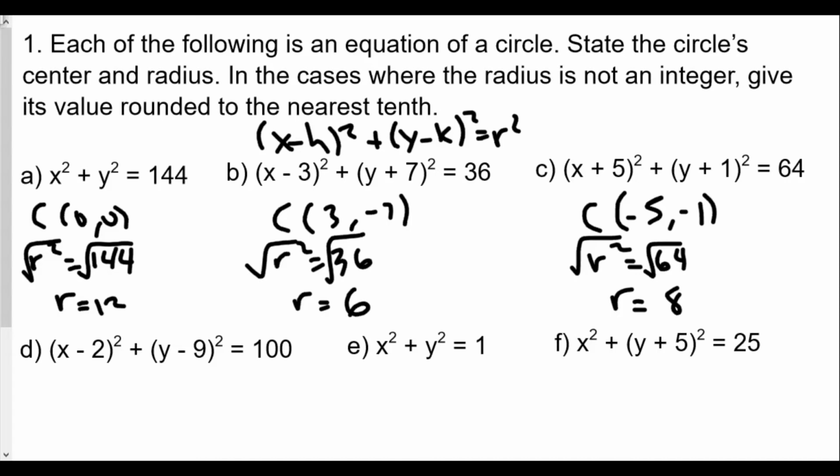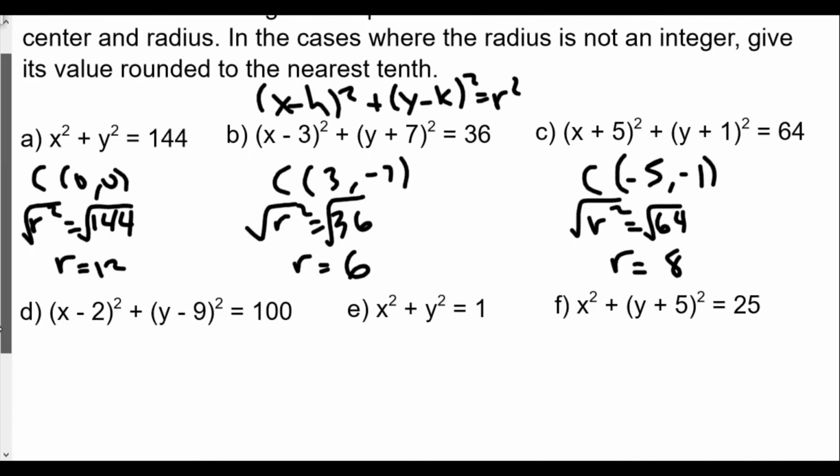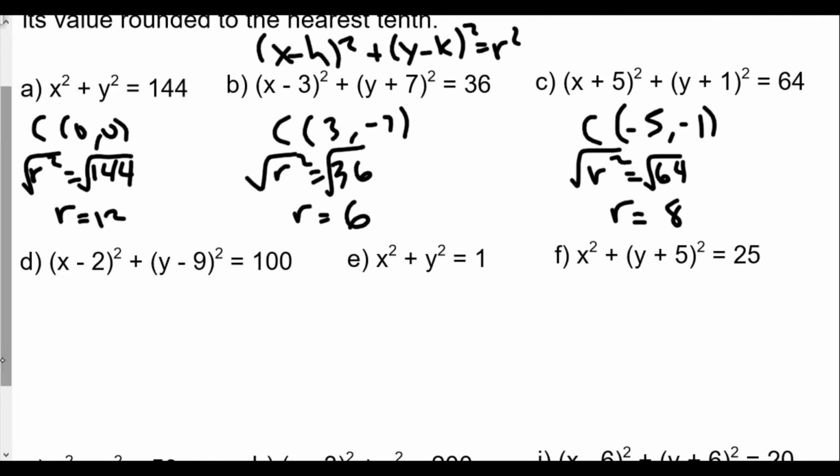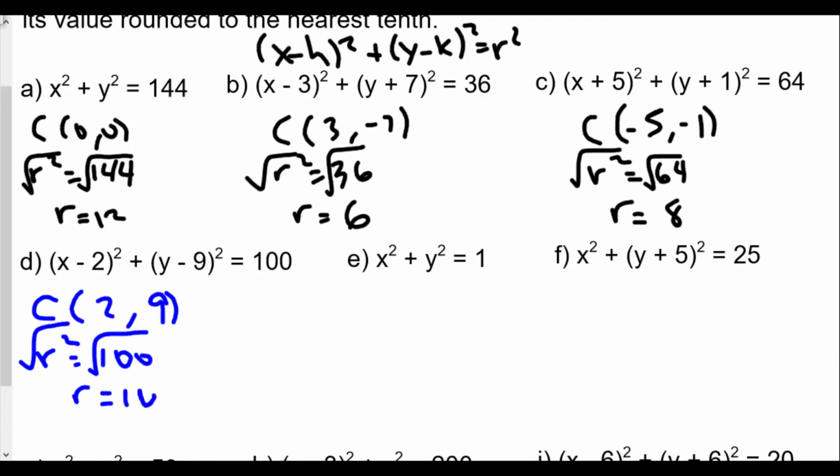So let's continue with our next level of questions. We see here (x minus 2) squared plus (y minus 9) squared equals 100. And so x minus 2 means our center has an x value of 2. y minus 9 means our center has a y value of 9. And since r squared is equal to 100, the square root of 100 means our radius is equal to 10 units.